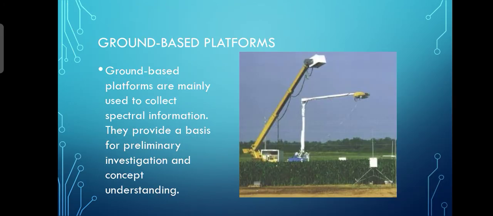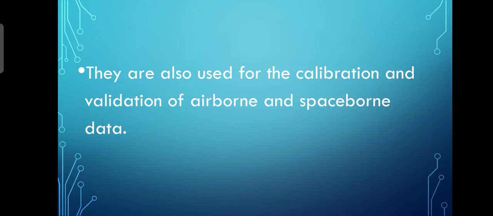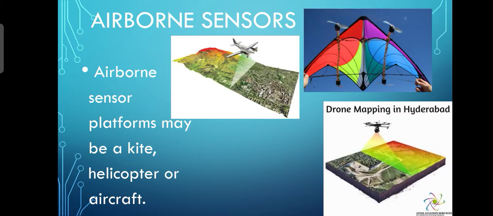Ground-based platforms. Ground-based platforms are mainly used to collect spectral information. They provide a basis for preliminary investigation and concept understanding. They are also used for the calibration and validation of airborne and spaceborne data.